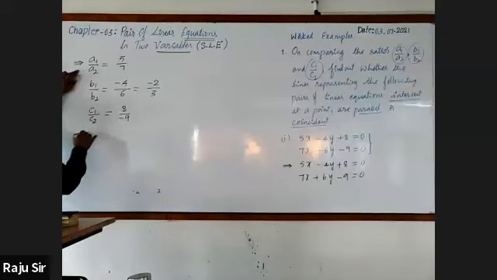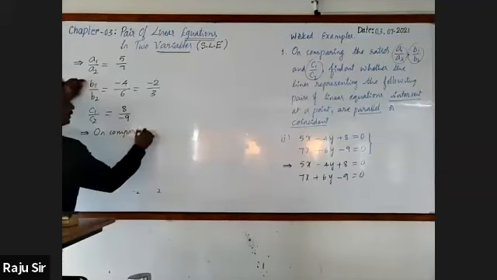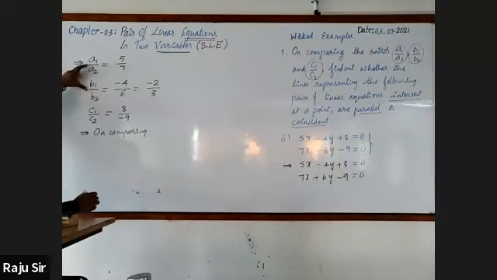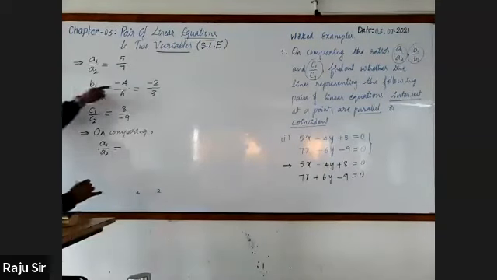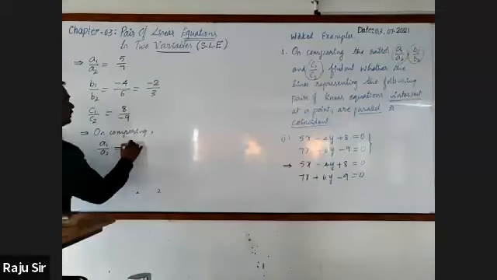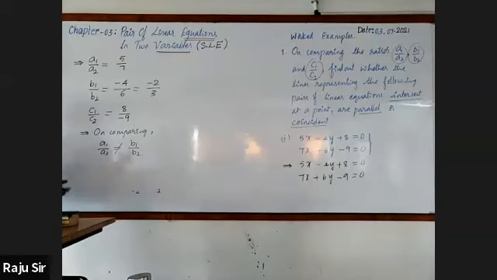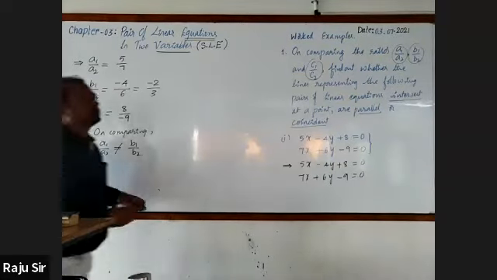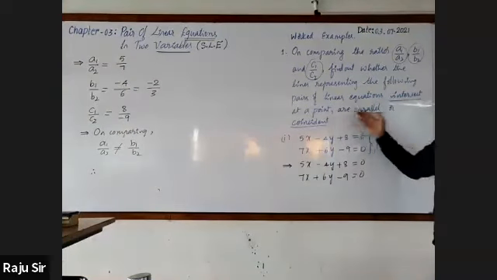Now you have to compare all the three ratios. On comparing, what do you say? A1 by A2 value is 5 by 7, B1 by B2 value is minus 2 by 3. They are not equal. Therefore, the lines representing these equations, do they intersect, or are they parallel or coincident?